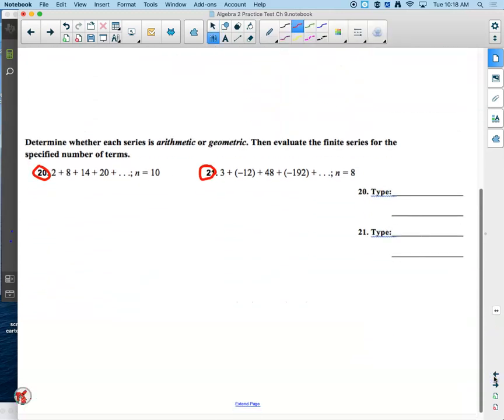Number 20. Determine arithmetic or geometric, then evaluate the finite series for the specified number of terms. Ooh, that's a big hint. So right away I start thinking, finites. Can't use this one anymore. Remember, this doesn't have a little n here. That means this is for all of them forever. That's the infinity one. This or this? I don't know yet. Figure out if it's arithmetic or geometric to do that. So look at number 20. Arithmetic, what are they doing?